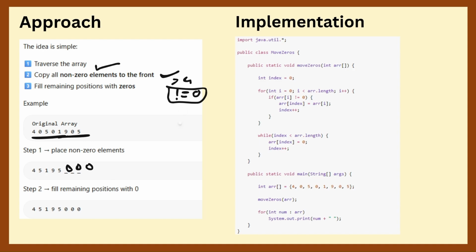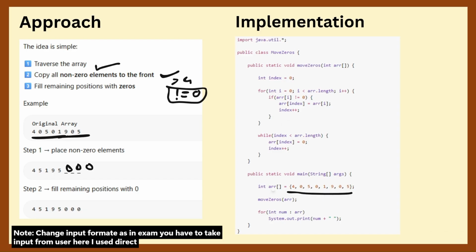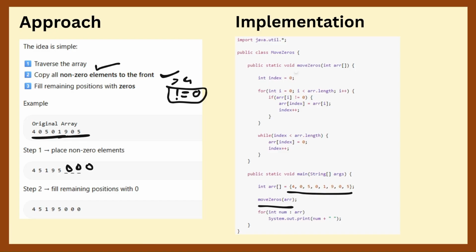Now let's see how to implement this approach in code. We take one array, which is the input array, and we make one function, moveZeros, which moves all the zero elements in the array to the end. Now let's see the moveZeros function. It takes an integer array as a parameter. Here we declare index equal to 0. We will need this variable for copying all non-zero elements.